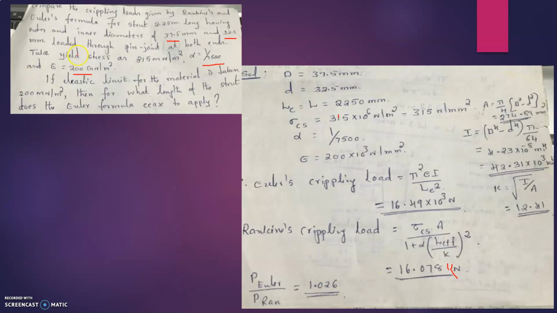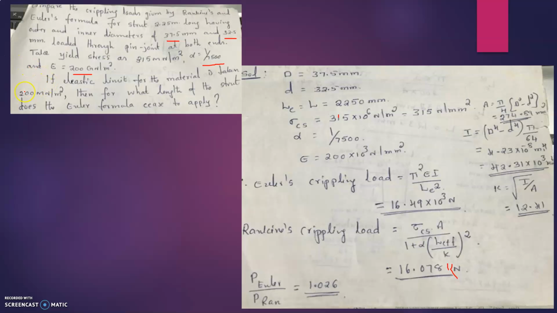So now you have to compare the crippling loads given by Rankine's and Euler's. Let us take PE divided by PR. PE is 16.49 into 10 raised to 3 divided by 16.078. So you get 1.026. So Euler's crippling load is equal to 1.026 times Rankine's load. Okay, this is the comparison.